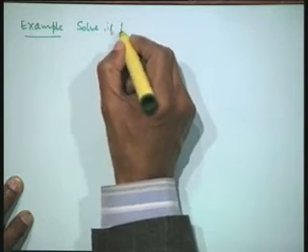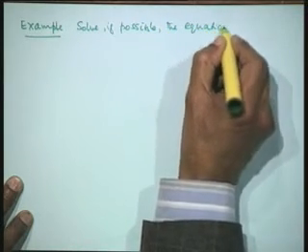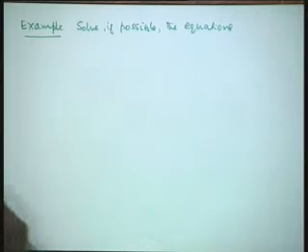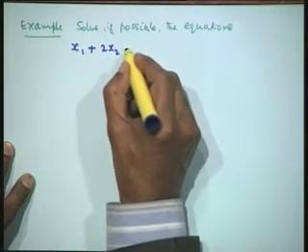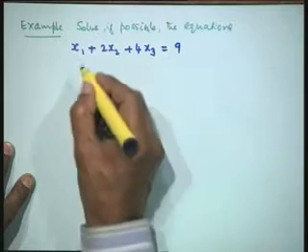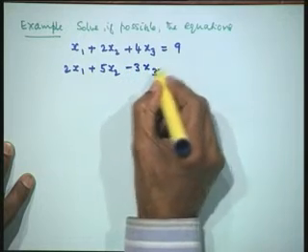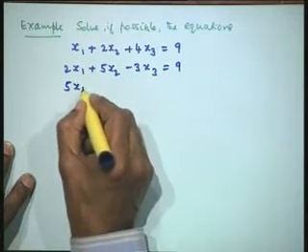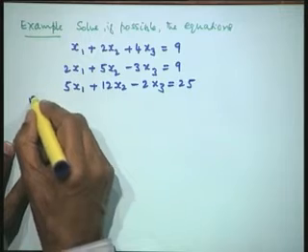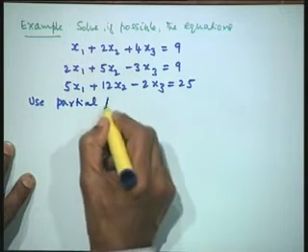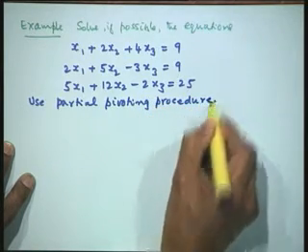Solve, if possible, the equations: x1 plus 2x2 plus 4x3 is 9, 2x1 plus 5x2 minus 3x3 is 9, 5x1 plus 12x2 minus 2x3 is 25. Use partial pivoting procedure.